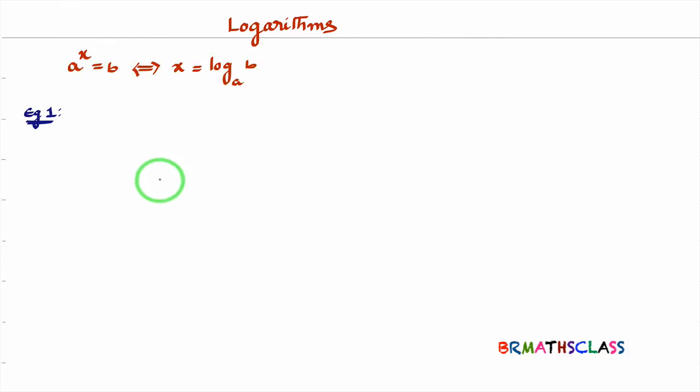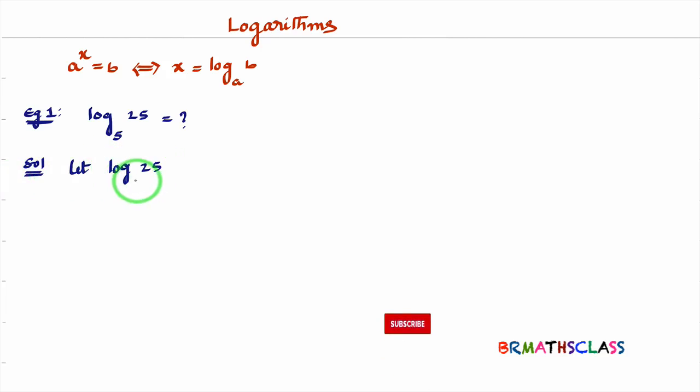After the examples, you will get more clarity about this definition of logarithm. In case you want to find the logarithm of 25 base 5, what is its value? You want to calculate the value of log 25 base 5. How will you calculate? I'll take this value as x. Solution: first, I'll take logarithm of 25 base 5. Its value is x, which means I need to calculate the x value.